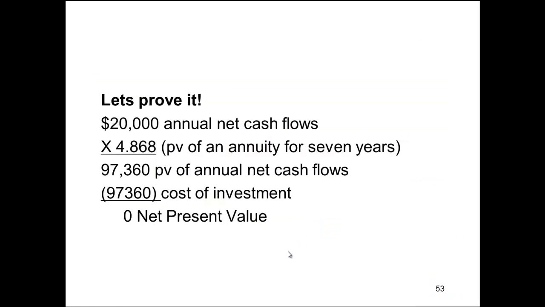Let's take a moment here and I'll prove to you that this works out. If we had 20,000 annual net cash flows and we multiply it by this factor from the table, the present value of an annuity for 7 years, we'd get 4.868. If we multiply 20,000 times that, we get $97,360. That's the present value of the annual net cash flows. How much did it cost us? $97,360. That's the cost of investment, and so our net present value equals 0.